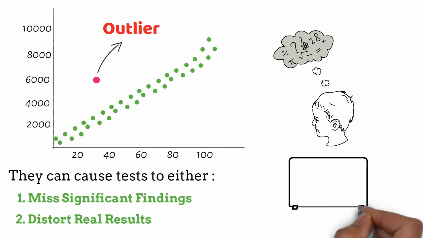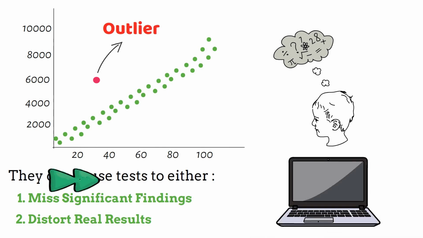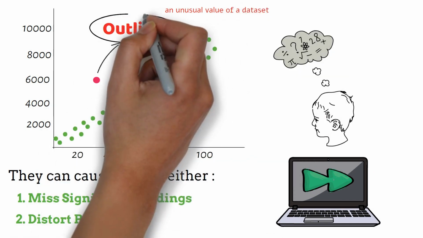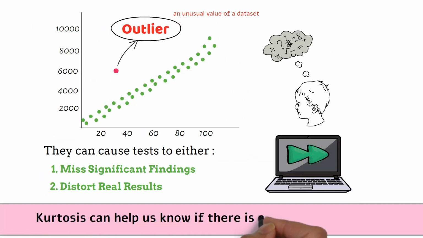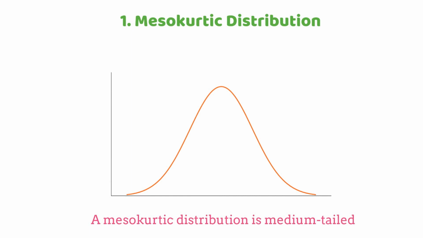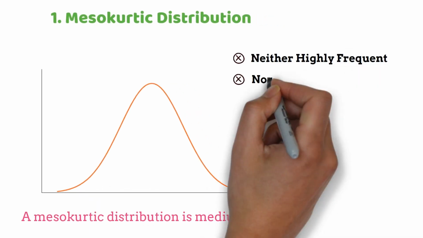We will study outliers in further videos. For now, we will understand that an unusual value of a data set is an outlier. Kurtosis can help us know if there is an outlier in the data. So now we will discuss the types of kurtosis. A mesokurtic distribution is medium-tailed, so outliers are neither highly frequent nor highly infrequent.